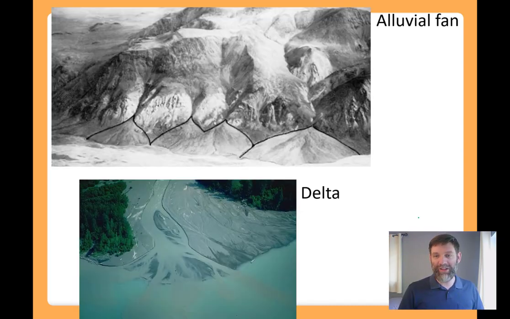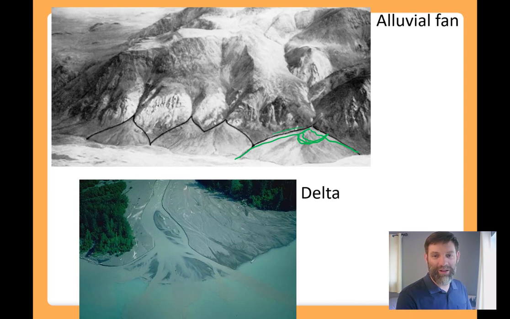A couple other alluvial features: alluvial fans, more common in more arid environments and areas with steep topography. And these fans have been outlined on this drawing. As you come out of these canyons, high energy water suddenly slows down when it hits the valley, and it drops the sediment that it's carrying. Again, this is close to the source, so you would expect coarse sediments.